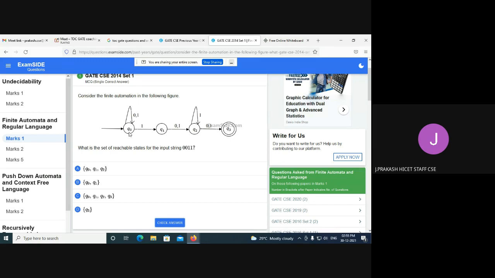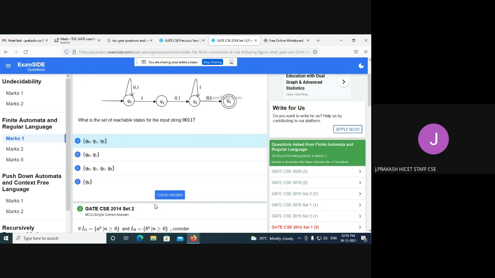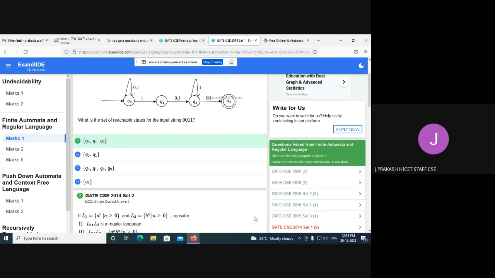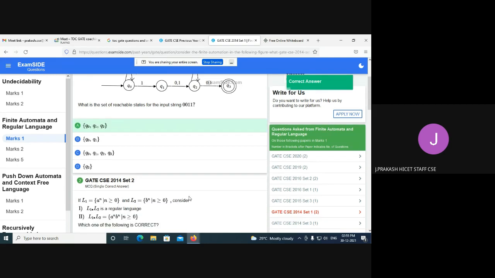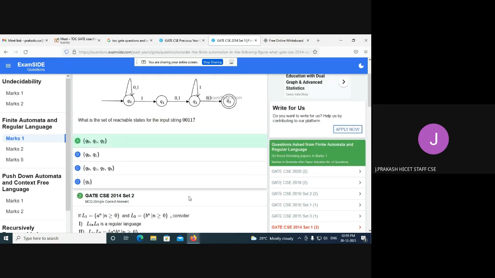Let us consider Q1. So I came from Q0 to Q1. Q1 on 1 goes to Q2. The maximum states the input can reach is Q0, Q1, Q2. Is it correct? That is the maximum possibility. So let us try. It is the correct answer. Is it clear?